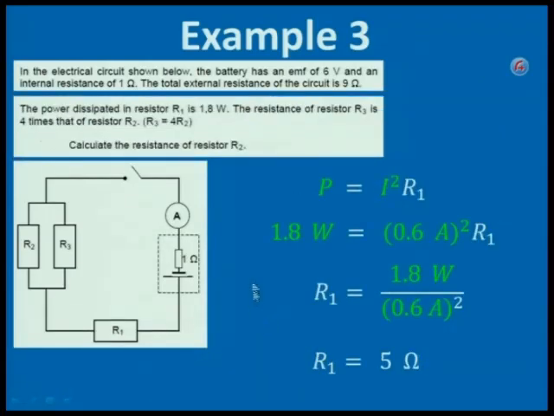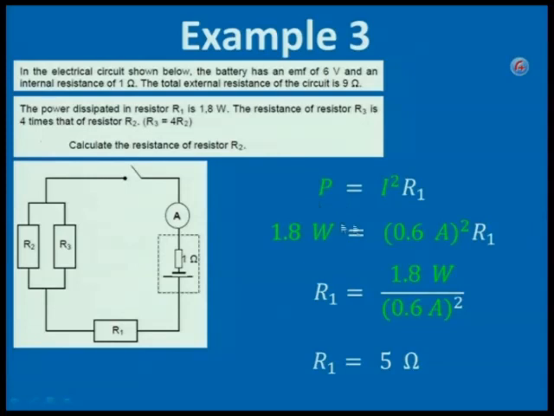Now there's a second part, which says the power dissipated in resistor R1 is 1.8 watts. The resistance of resistor R3 is 4 times that of resistor R2. Calculate the resistance of resistor R2. Okay, now you go with what you have. You have a set of formula equations in your formula sheet. So there you get P is equal to I squared times R, power.